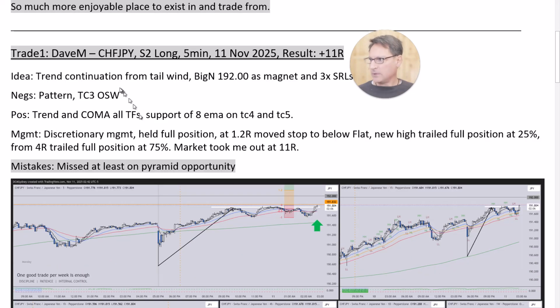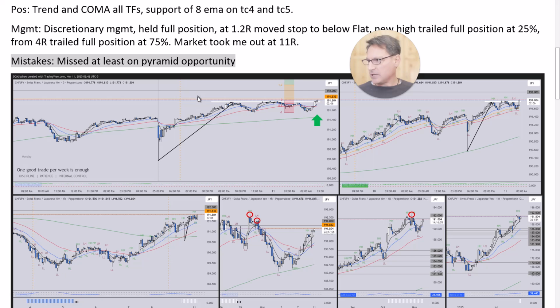Now let's have a look at this again. Swiss yen, now applying system 2 long, this time on a 5-minute chart. So this is the chart we have, 5-minute. We've got another consolidation pattern, but a multi-bar pattern as well. This is the entry, this is the stop. Well, let's have a look at the higher time frames. This is the 5-minute, this is the 15-minute, 1 hour, 4 hour, etc.